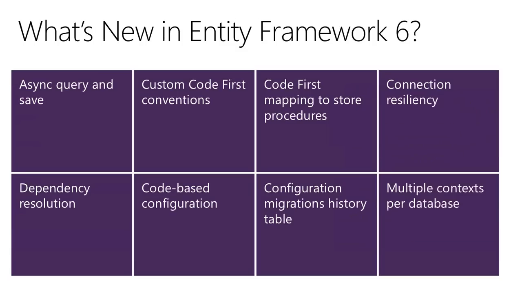So what's new? The biggest one here is async query and save. So async is a huge feature of C# that's been out for a while, and it used to not be embedded and ingrained in everything Entity Framework 6 did. Now it is, so it'll definitely help with performance.